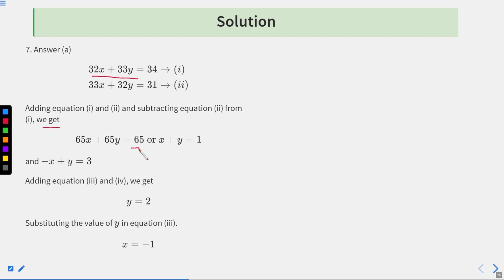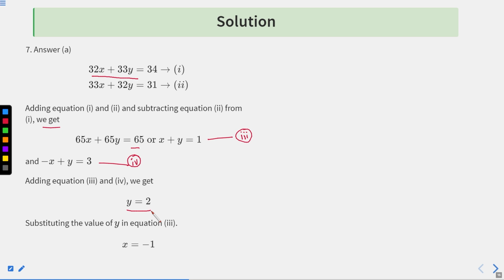or x + y = 1, and -x + y = 3. So here we get another two equations: x + y = 1 and -x + y = 3. Naming this equation number 3, and this equation number 4. And now if we add equation 3 and 4, then we get the value of y equal to 2. So the value of y is equal to 2.